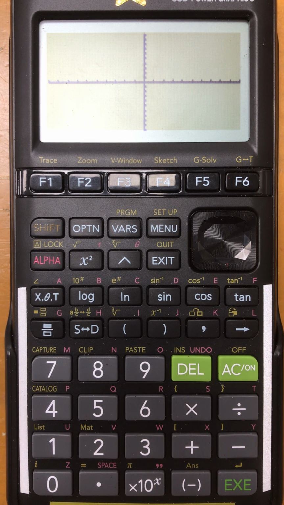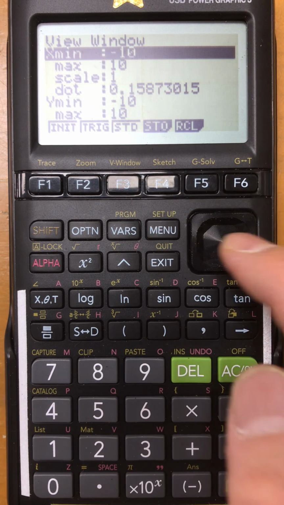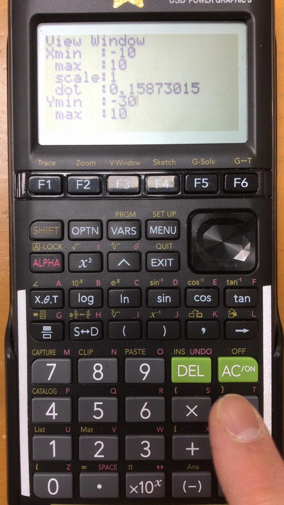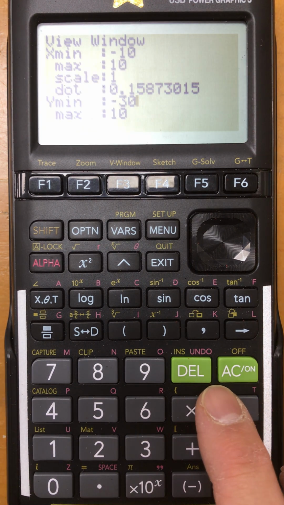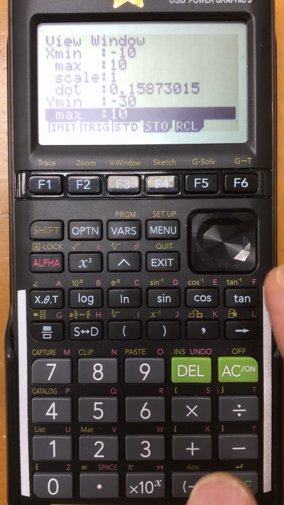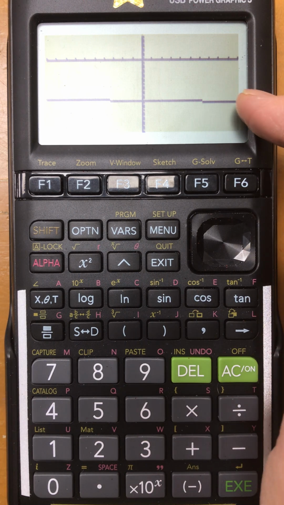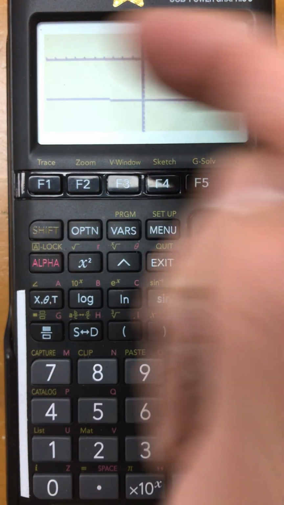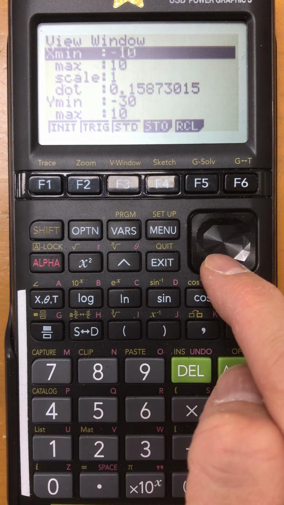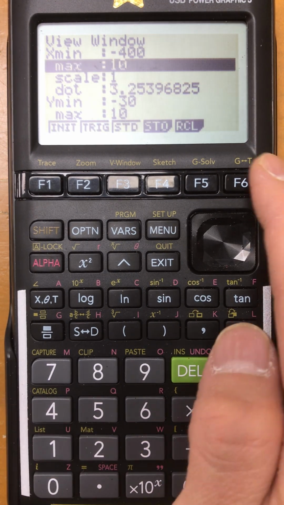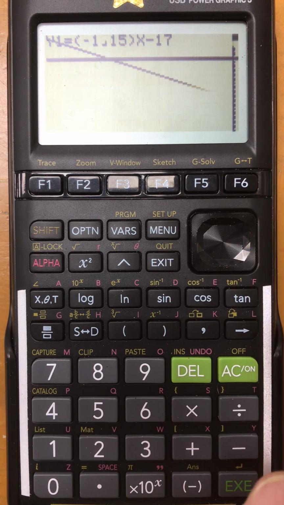So viewing window. I know I need a y min of at least -17. So let's go to -30. Okay, and then you saw the way the graph is tending, right? So, exit. The graph is gently going this way. I have a y-intercept, but I need to see an x-intercept, so I need way more negative x window. So go to F3, and then let's type in a negative x of negative 400. Exit, draw. Okay, there we go.